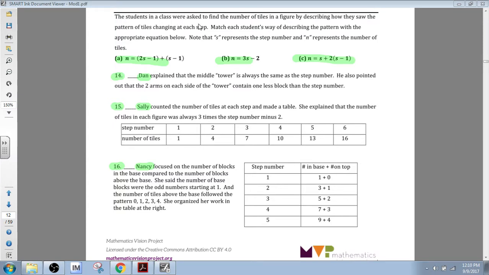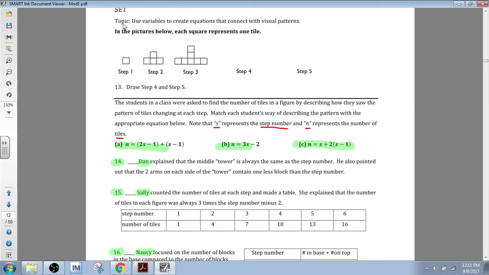The students in a class were asked to find the number of tiles in a figure by describing how they saw the pattern of tiles changing at each step. Match each student's way of describing the pattern with the appropriate equation below. Note that S represents the step number and N represents the number of tiles. I believe it's referring to the one we did here, number 13.